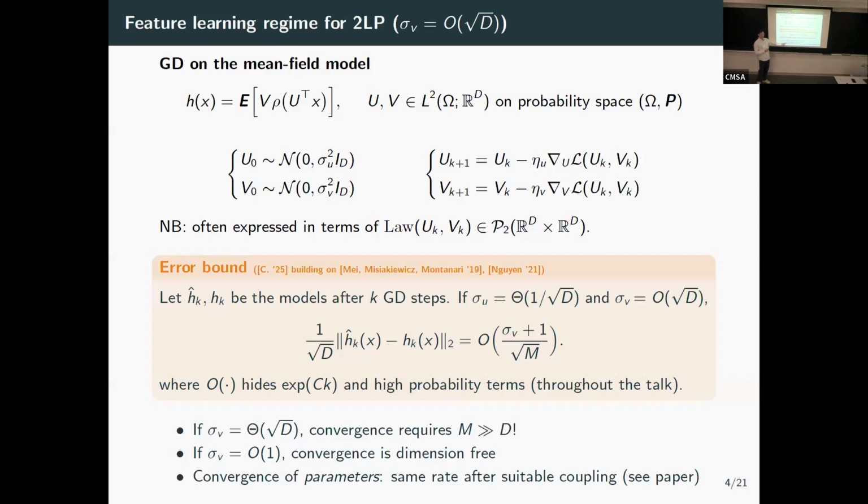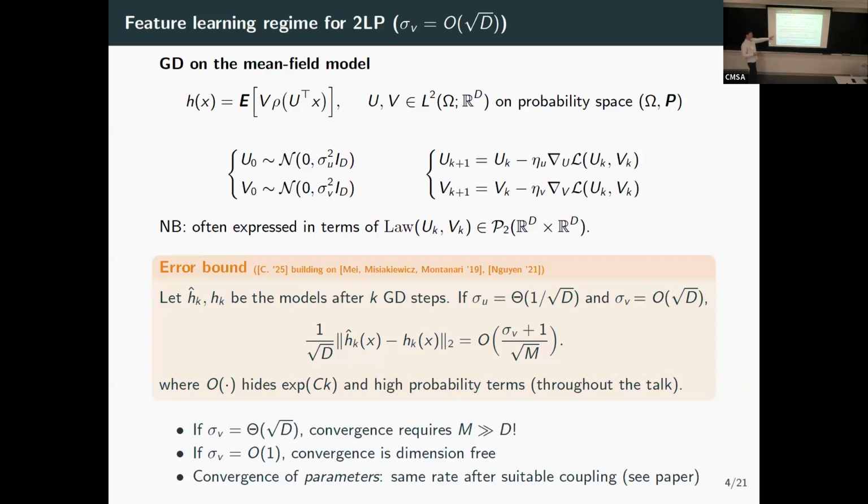if sigma v is big O of 1, and this is a typical setting that you can have when the output dimension is 1 or bounded. But when you have a large output dimension, I don't want to argue that for two-layer neural networks it's important to have this scale, but when we stack several two-layer neural networks, it will become important. So we are more interested in this regime where sigma v is square root of d, and in this case the convergence only happens if m is much larger than d.